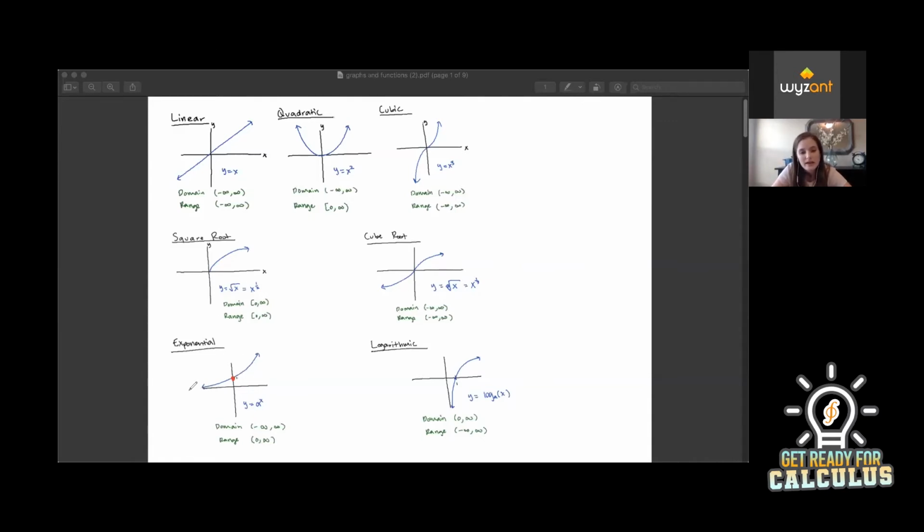So that's why we're crossing the y-axis there. We also see a horizontal asymptote right here. So what that means is the y value gets really close to 0, but it never actually touches 0, kind of like what we were talking about with infinity before.